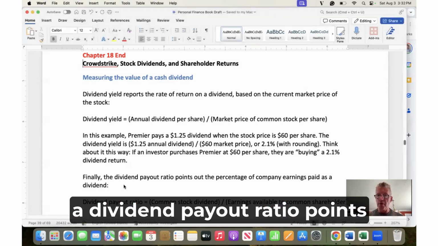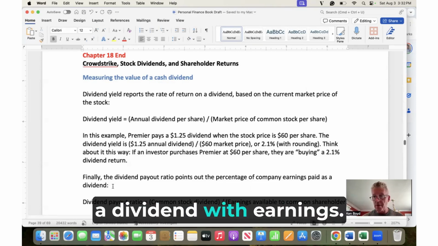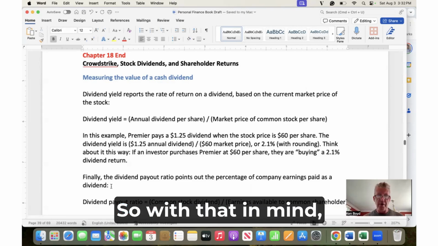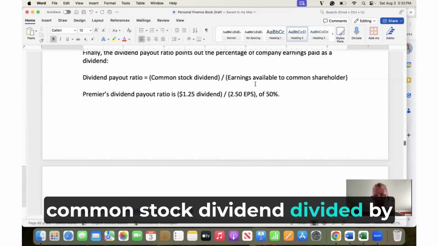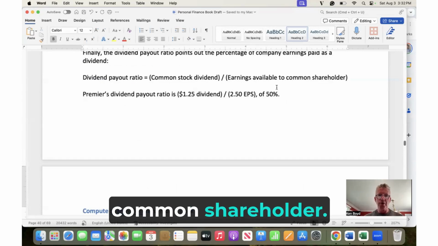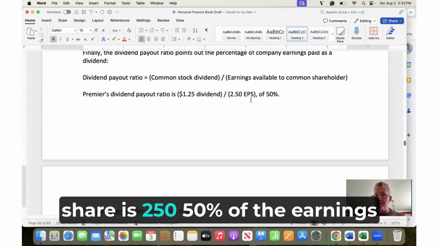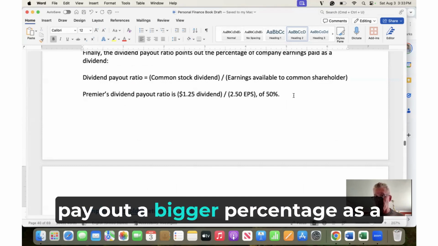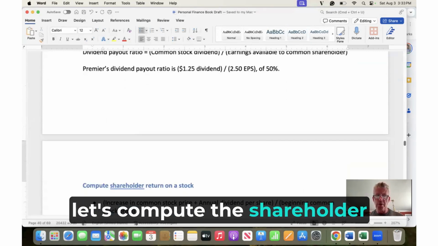Now, a dividend payout ratio points out the percentage of company earnings paid as a dividend, because remember, a company does not have to pay a dividend with earnings. And even if they do have earnings, they do not have to pay a dividend with all the earnings. So with that in mind, the dividend payout ratio is the common stock dividend divided by earnings available for common shareholders. The dividend in this case is $1.25. Let's assume the earnings per share is $2.50. 50% of the earnings are paid out as a dividend. A larger, more stable company with predictable earnings is going to pay out a bigger percentage as a dividend. So that being said, let's compute the shareholder return on a stock.